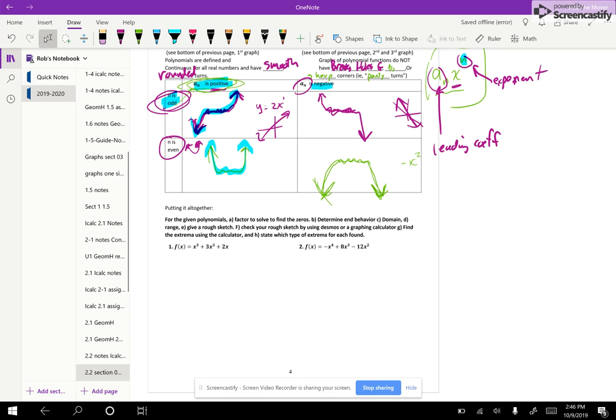On this next problem, I'm going to do number 1, and then I'm going to leave it for you to do number 2. Number 1, we want to find all the zeros. We want to determine end behavior, domain, range, and so on.